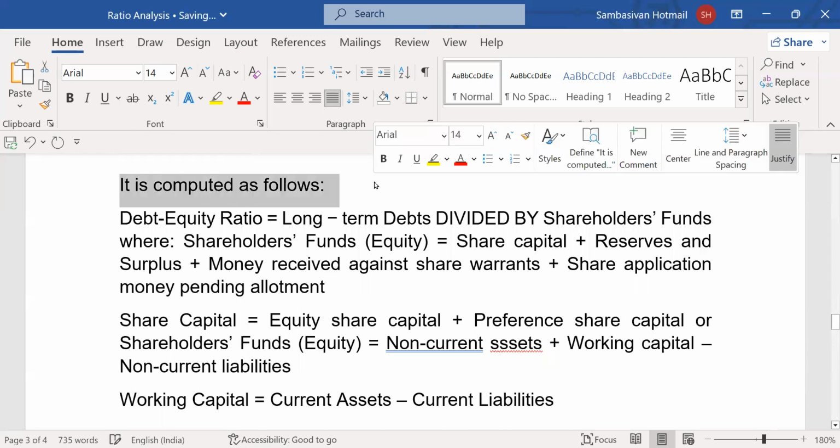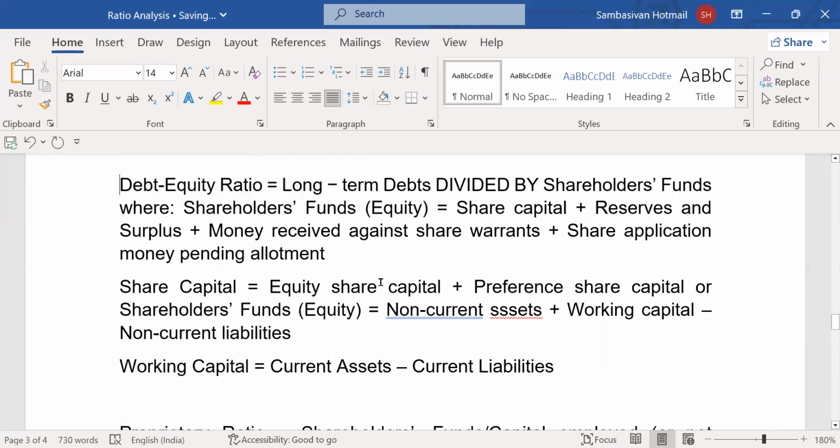Debt equity ratio. Please read. Debt equity ratio is equal to long-term debt divided by shareholder fund, where shareholder fund is equal to share capital plus reserve and surplus plus money received against share warrant plus share application money pending allotment.